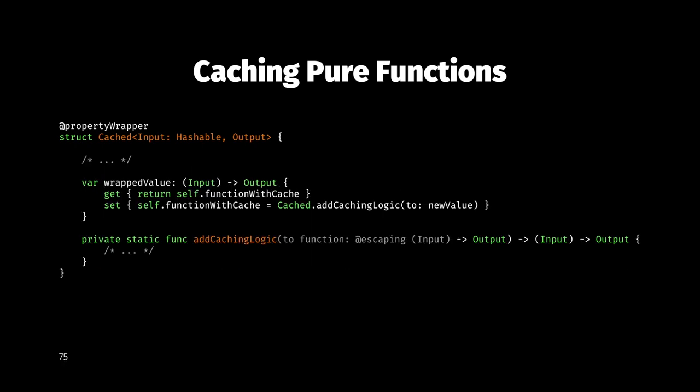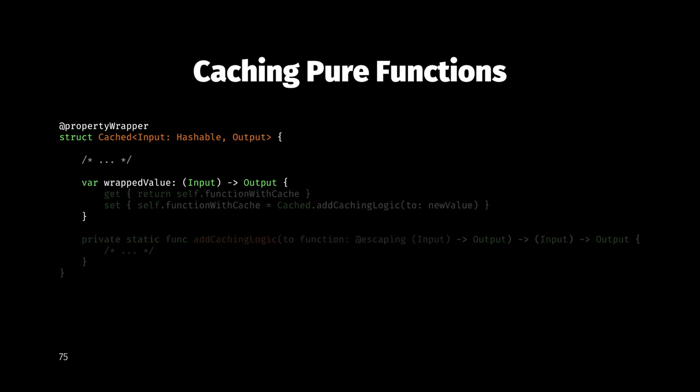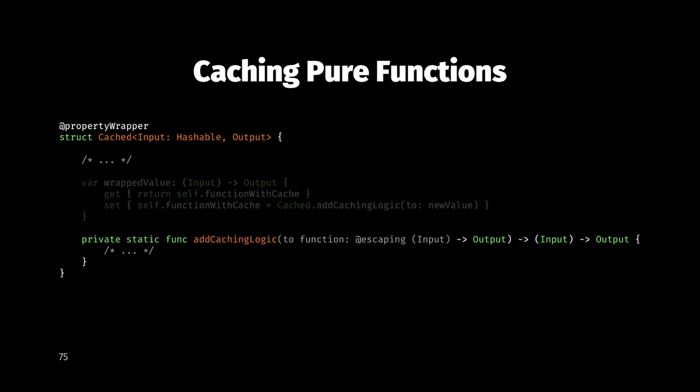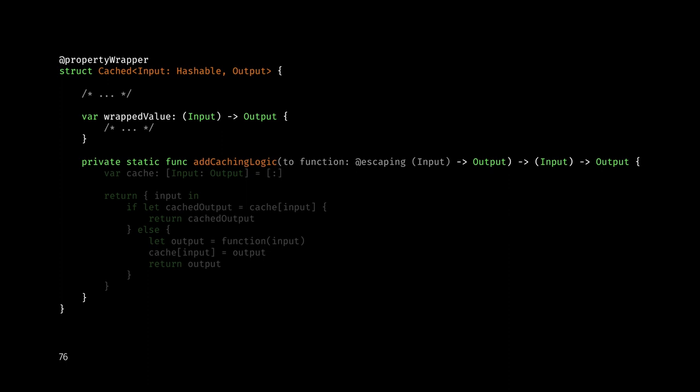The wrapped value is pretty simple: when we are retrieving it, we are just retrieving the function with the added cache that we are storing inside the wrapper. In the setter, when we are setting a new function, we do just like in the init: we add the caching logic and then store it inside the wrapper. So it all boils down to this addCachingLogic function. Let's have a look at it, and we are going to see that it's actually simpler than it looks.